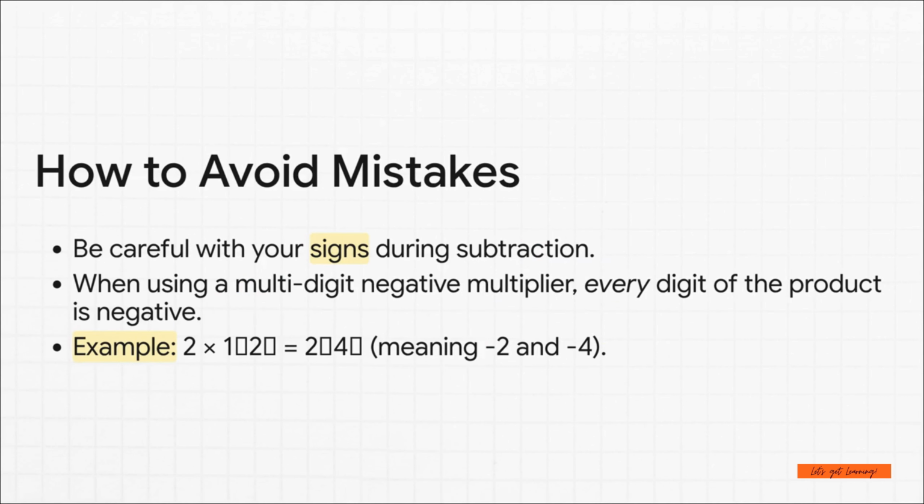It's an easy place to trip up. When you have a multiplier like 1 bar 2 bar, and you multiply it by, say, 2, you have to remember that every single digit of that product becomes negative. So the result isn't negative 10, it's negative 2 and negative 4, which we write as 2 bar, 4 bar. Getting that one little detail right is the absolute key to making this work every time.